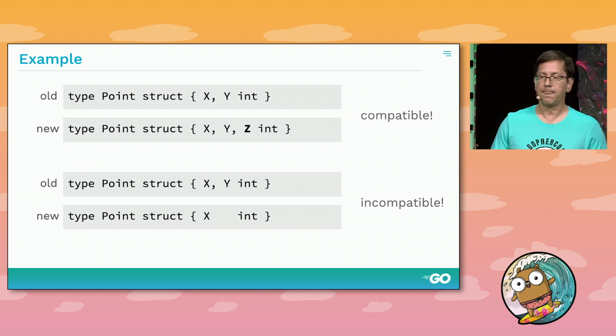Imagine you're the tool. You see the point struct in the old package and the point struct in the new package. The new one adds a field, compatible change. The new one removes a field, incompatible change. Piece of cake. Looks like we're on our way. When I started developing the tool, I basically followed the same thought process I've been taking you through. And it was at this point that I realized I was missing something fundamental.